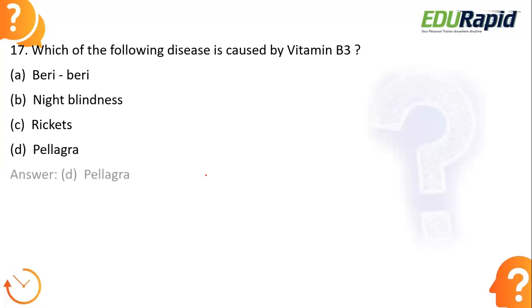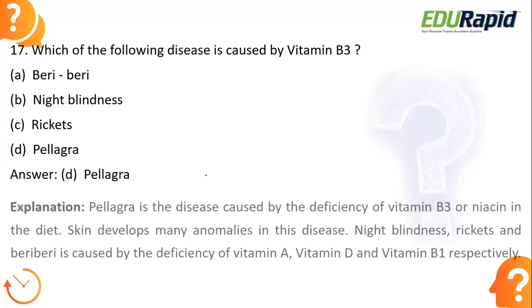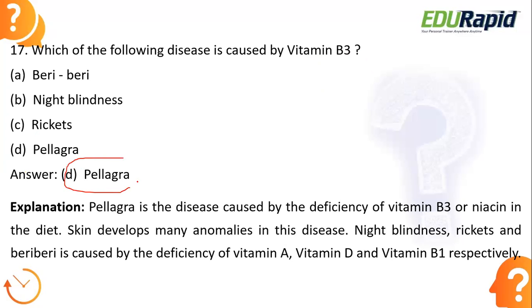And the answer is option D, pellagra. When a person does not include this vitamin B3 content in his diet, that can lead to a deficiency disease called pellagra. Vitamin B3 is also known as niacin. If it is not included in the diet, it leads to pellagra.